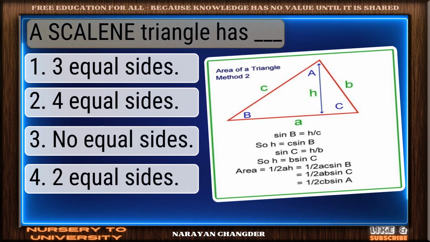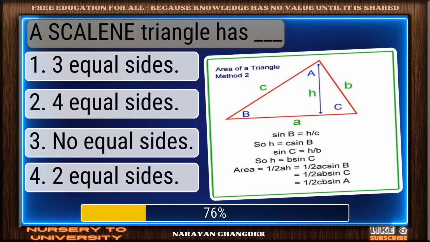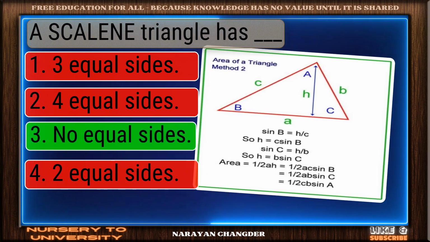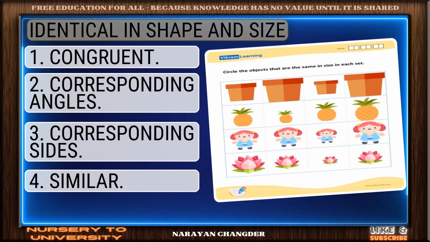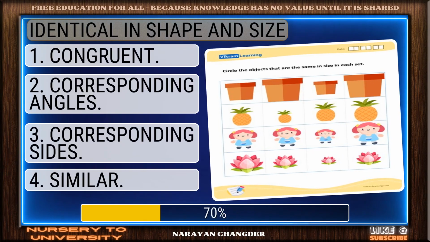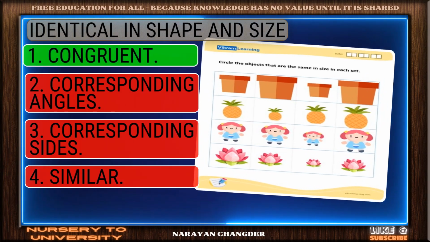Question number 279. A scalene triangle has dash. Nice work. You chose no equal sides and it is correct. Question number 280. Identical in shape and size. Solid response. Congruent is a valid choice.